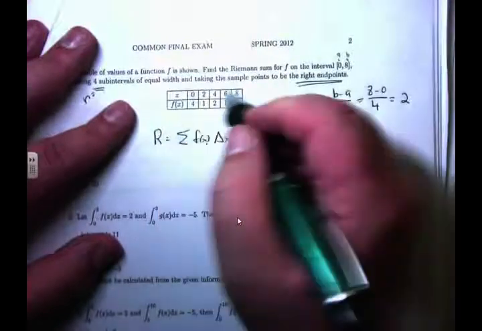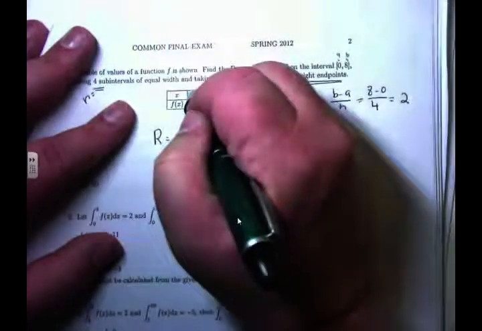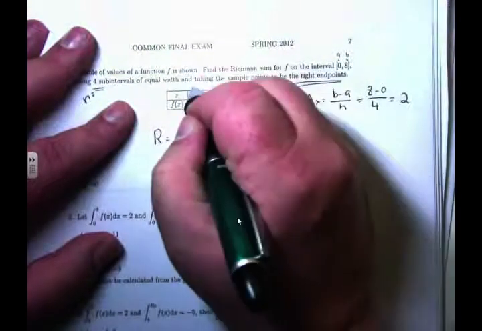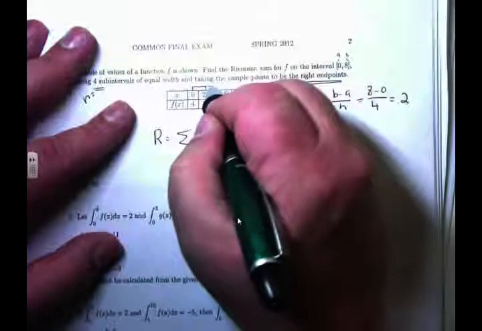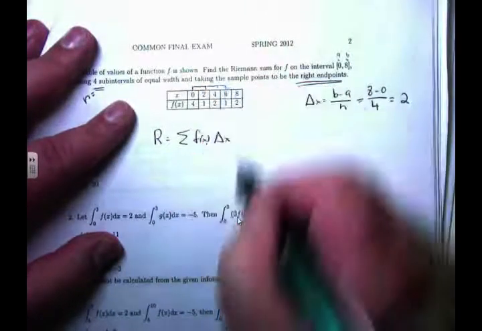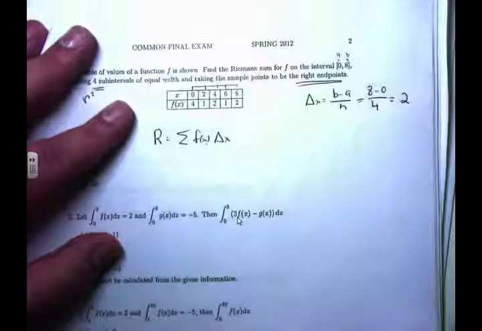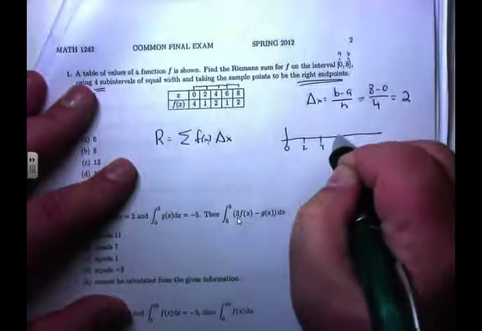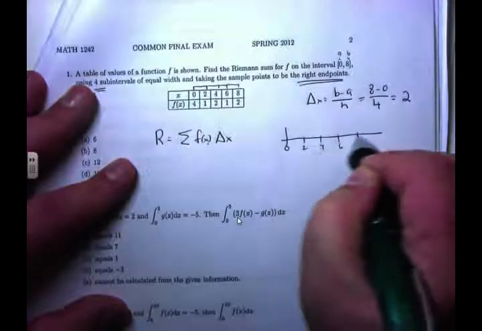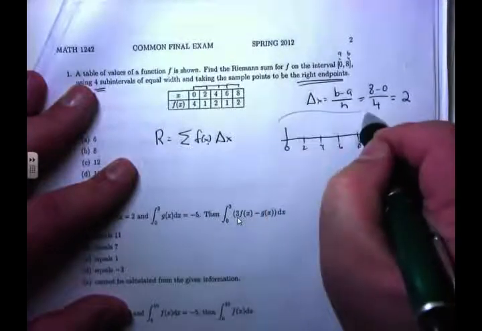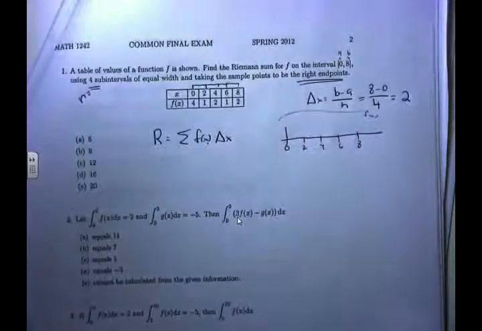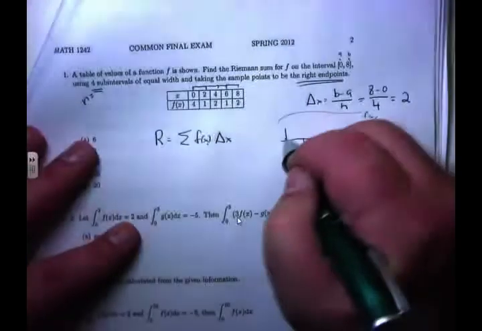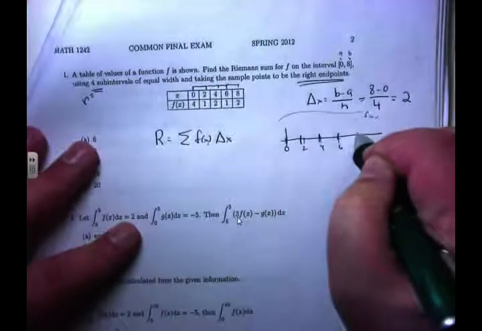I'm starting at 0, and my delta x is 2, so I move 2 units over, which is 2. Another 2 units over, which is 4. Another 2 units over, which is 6. Another 2 units over, which is 8. If you like, you could draw this out on your number line: 0, 2, 4, 6, 8. These are my endpoints that I'm plotting some kind of interesting function with. But what kind of endpoints are we using? These are my subintervals between here and here, to here, to here, to here.